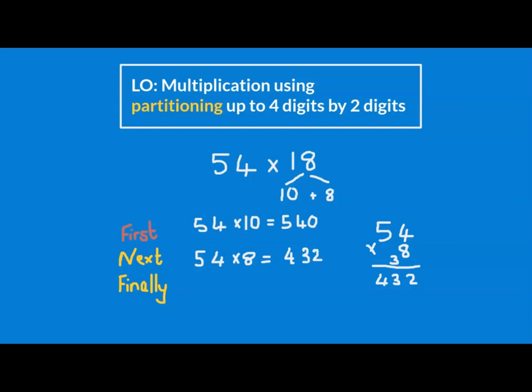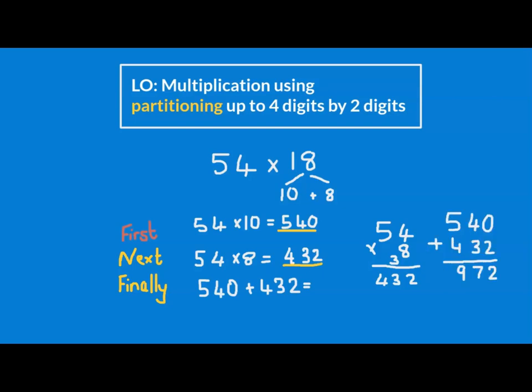Finally, we've got to add the two products to find the answer. So 540 plus 432 gives us a total of 972. And that's your final product. 54 times 18 is 972.